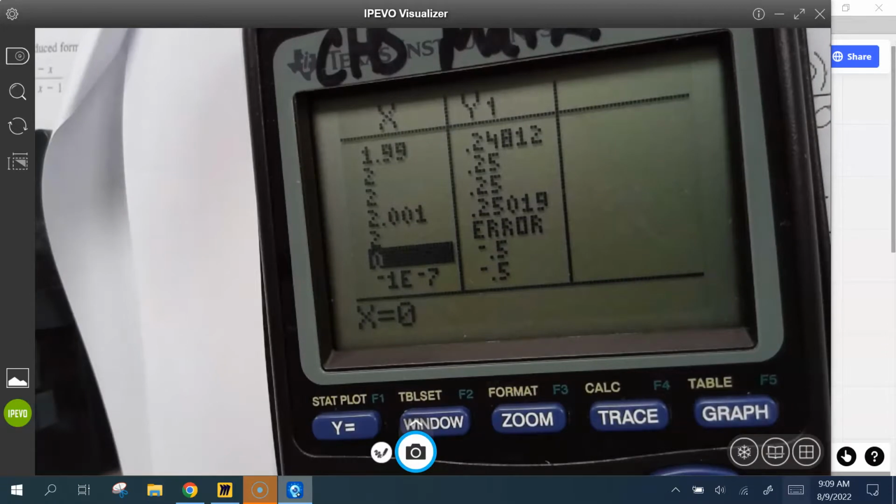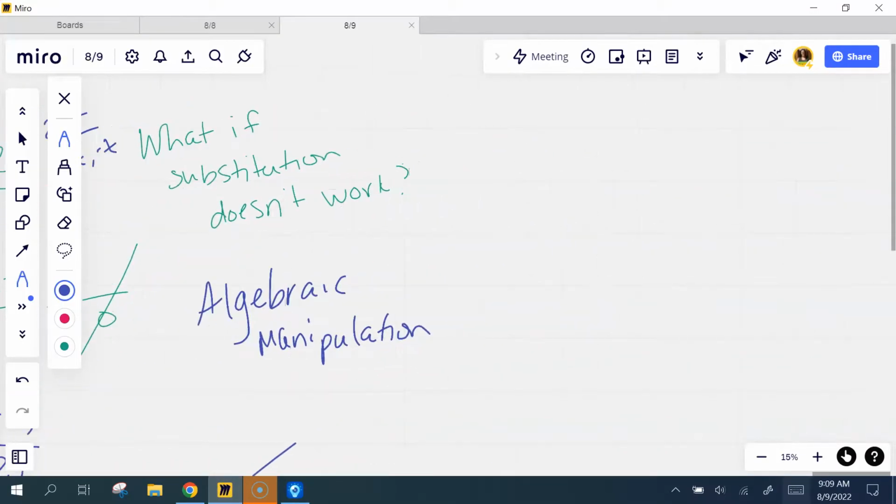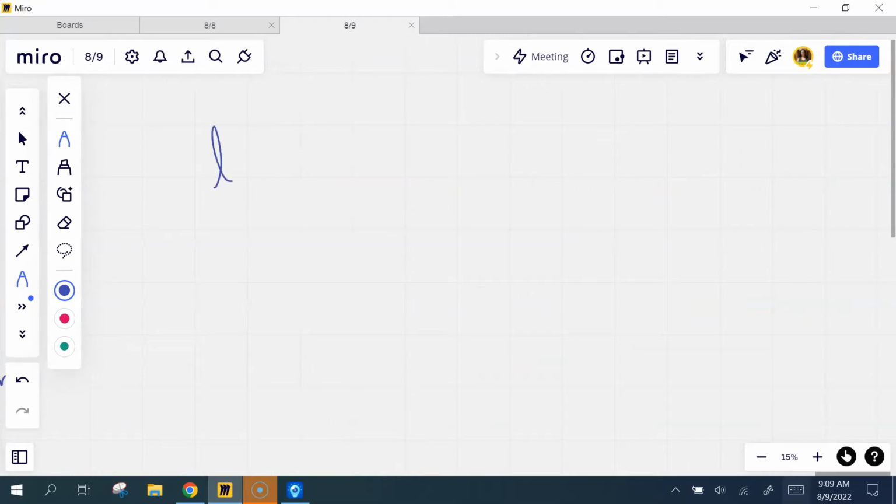So algebraic versus graphically. Do you see the difference? And you see how we manipulated it to work there to find out what that limit was as we approach that hole? You okay? All right, try one on your own. Try this one. What is the limit as x approaches 0 of 4 plus x squared minus 16?